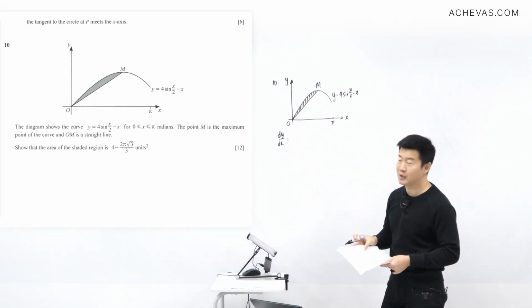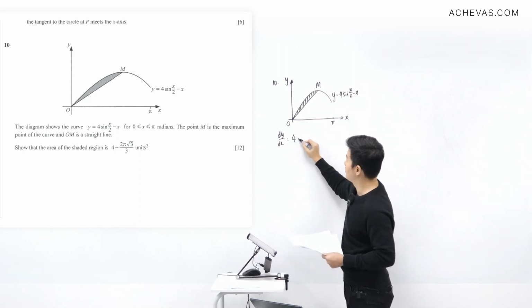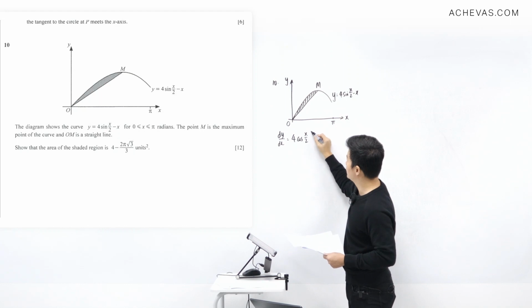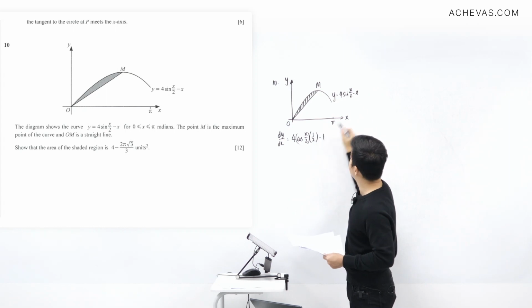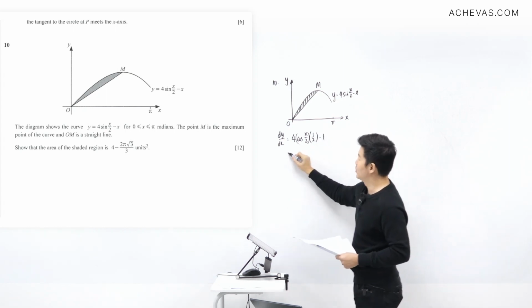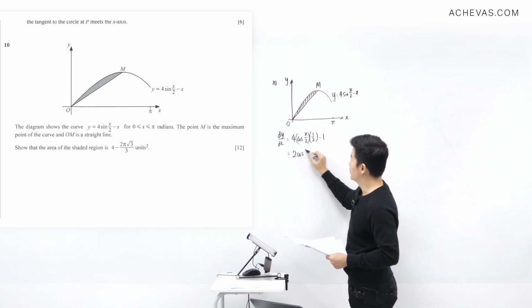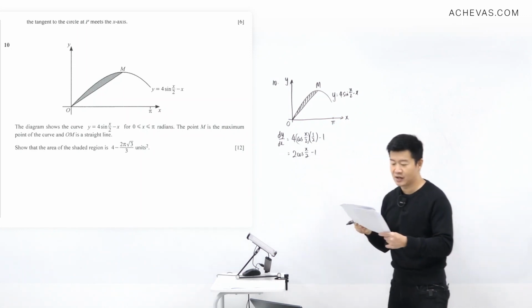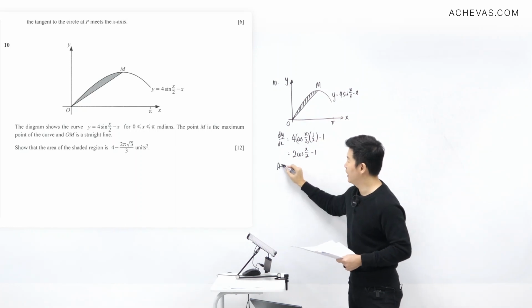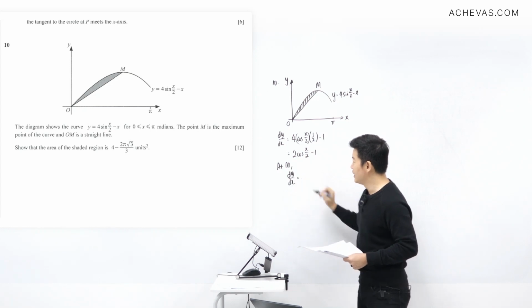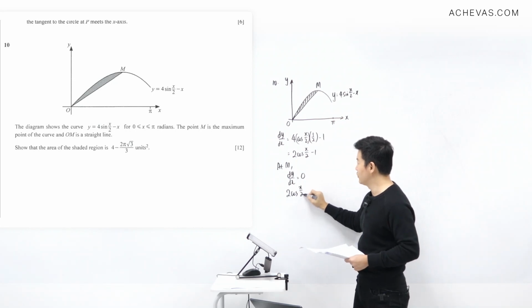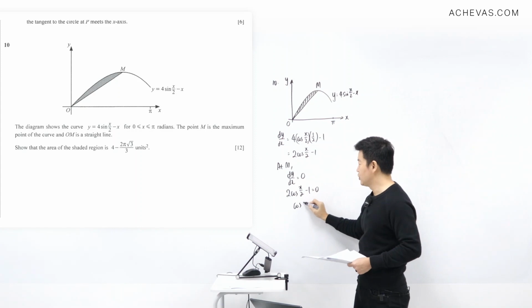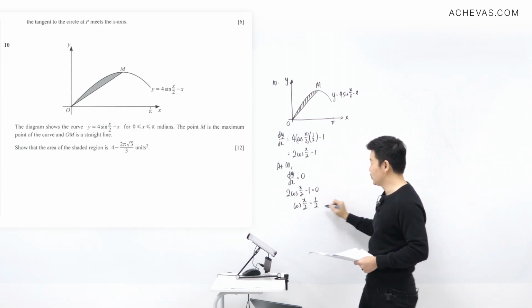So let's find the expression for dy/dx first. Differentiating this, it is going to be 4 cosine x over 2. Then applying chain rule, differentiating x over 2 is going to be equal to 1 over 2, then minus 1, which is differentiating x. So this is going to be equal to 2 cosine x over 2 minus 1. So at point M, we are going to be letting dy/dx be equal to 0 since it's a maximum point. That means we have 2 cosine x over 2 minus 1 is equal to 0. So cosine of x over 2 is going to be equal to 1 over 2.